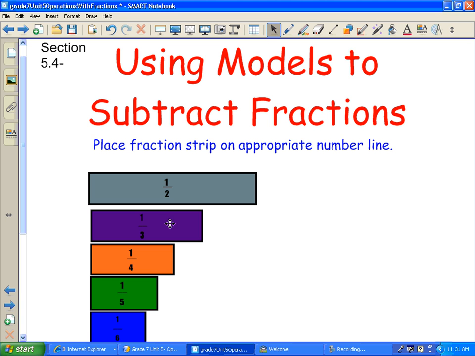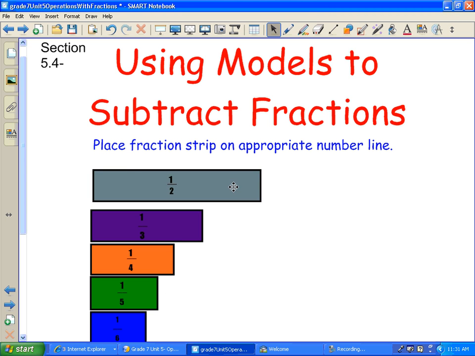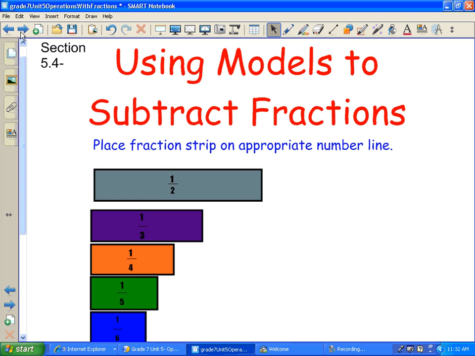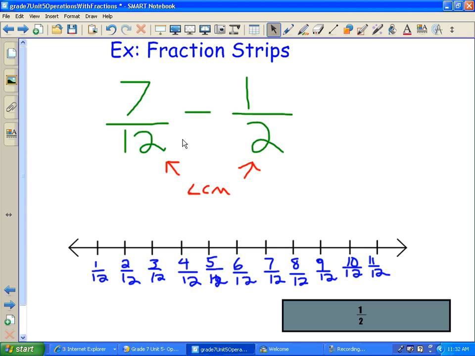Are you going to use halves? Are you going to use thirds, fourths, fifths? And then place the one that you're subtracting away on that number line and see what you end up with. I'll show you an example coming up. So let's say we have this, 7/12 subtract 1/2.